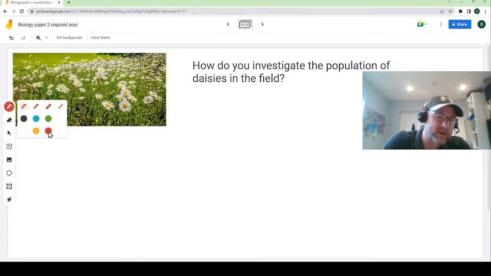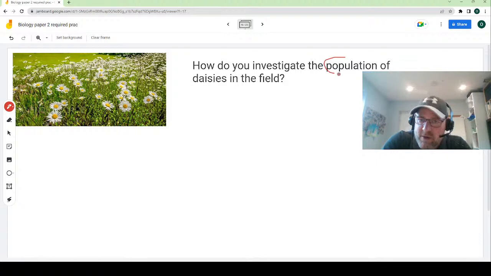It's the first thing you need to spot, is whether they use the word population, and if they use population, we do the practical a certain way, and if they use another word which we'll look at after this called distribution, then we're going to do the practical a different way. 9 times out of 10 so far they've asked for population, but let's look at it.